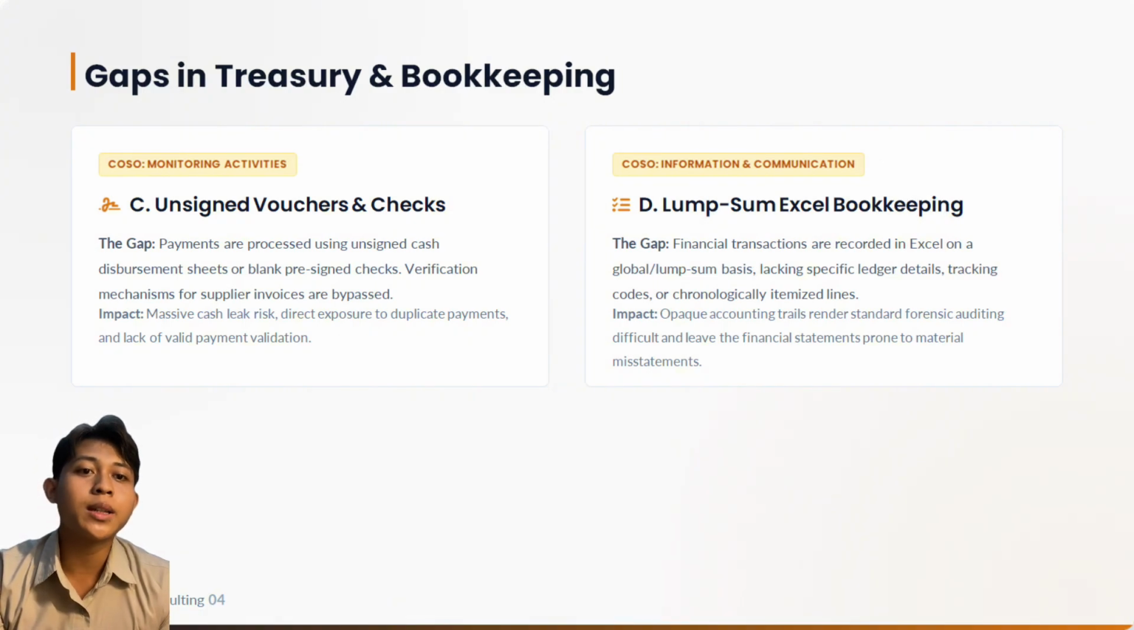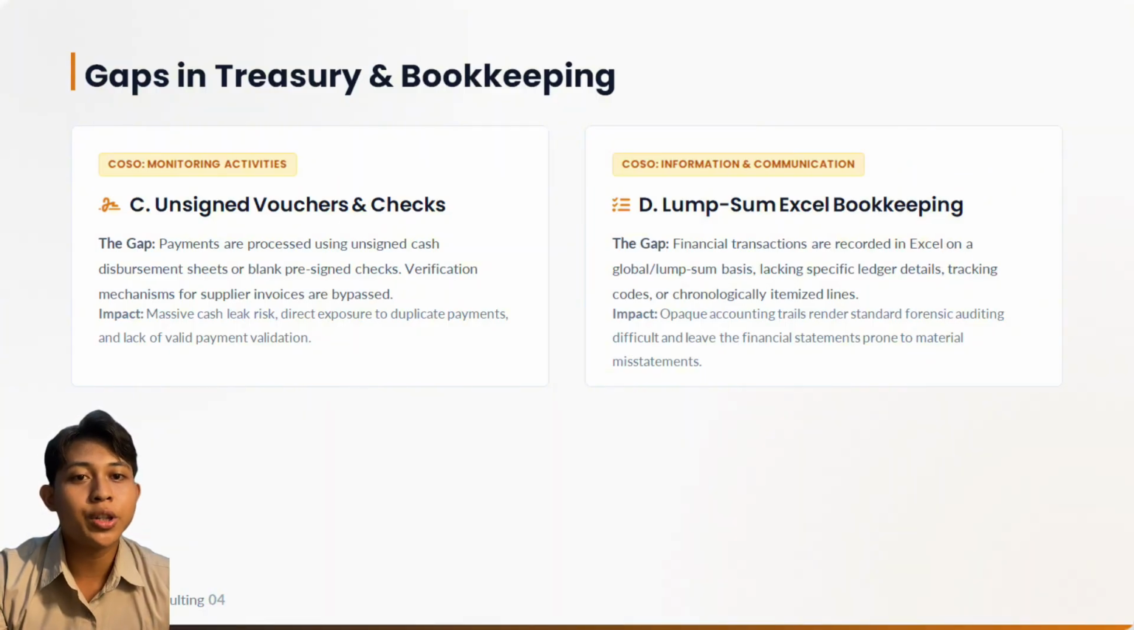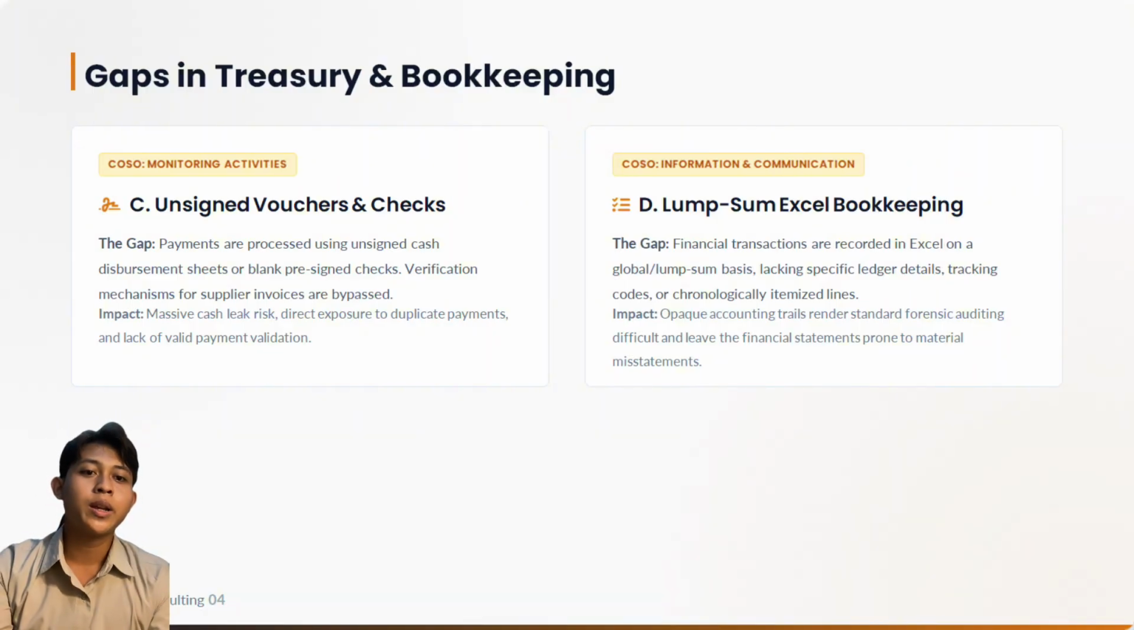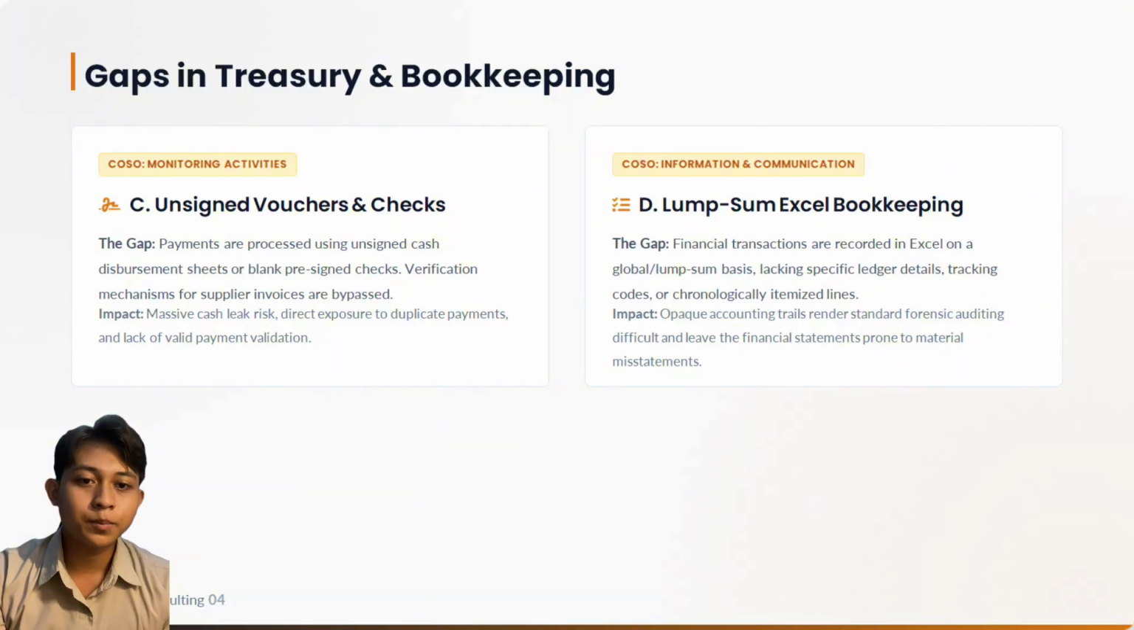This weakness falls under COSO monitoring because management failed to perform independent review or routine data reconciliation to catch control breakdowns such as unsigned documents. As a result of this condition, the company not only suffered direct cash loss from duplicate payments but also lost its ability to detect fraud or mistakes early, as there is no post-transaction review process.